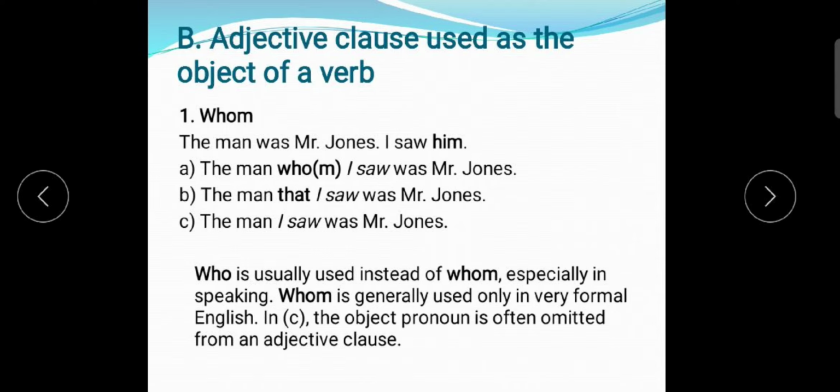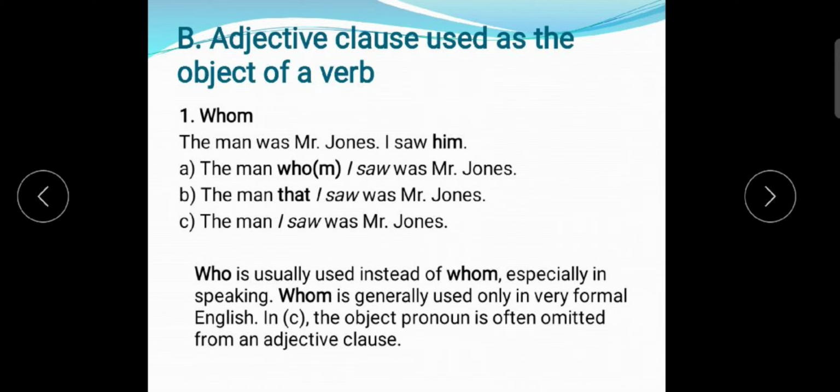B. Adjective clause used as the object of a verb. Number 1, whom. The man was Mr. Jones. I saw him. The first sentence is the man was Mr. Jones. The second sentence is I saw him. When we combine it, it can be A. The man who or whom I saw was Mr. Jones.